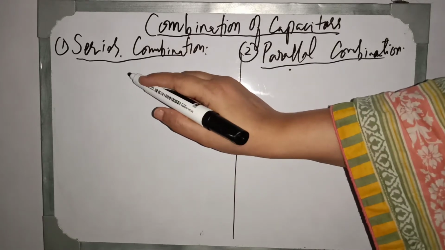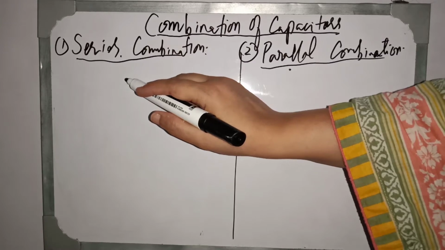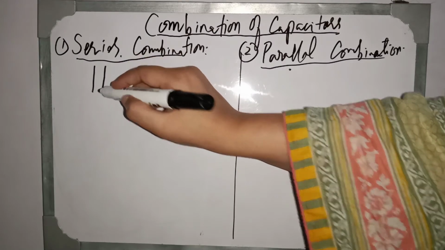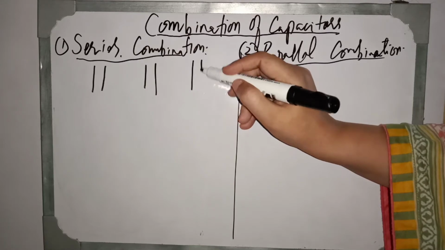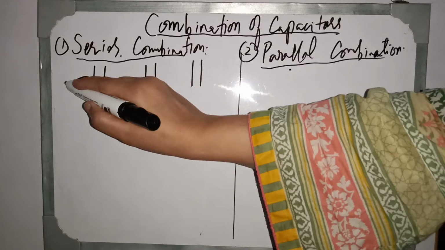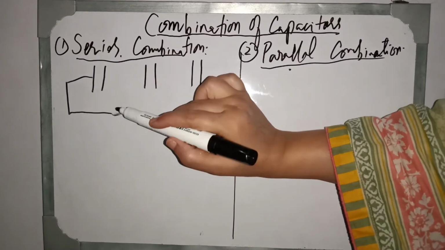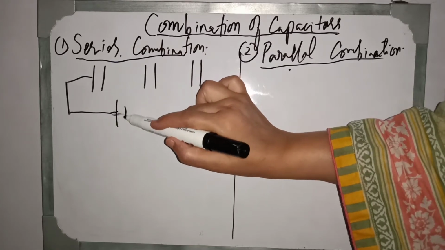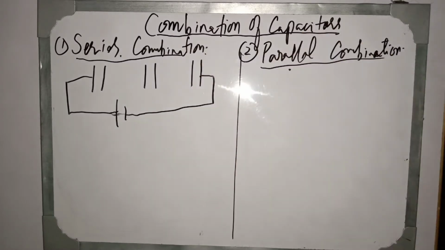When the capacitors are connected plate to plate, that is, the right plate of one capacitor is connected to the left plate of the second capacitor, this combination is called series combination. For example, first capacitor, second capacitor and third capacitor, all these three are connected back to back like this. In this way, this is the source of potential which is applied over here. This is the positive terminal of the battery. The large line always shows the positive terminal of the battery and the small line always shows the negative terminal of the battery.